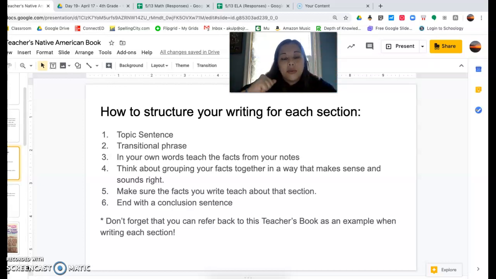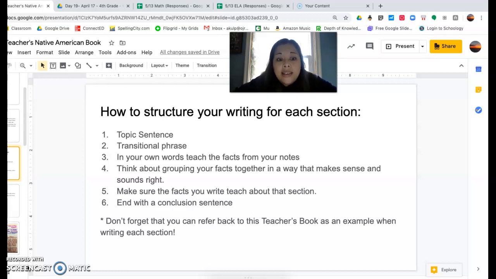So that's why it's important to make sure that as you take your notes and start to write them in that paragraph format for that section, not only did you start with your topic sentence and transitional word or phrase, but that when you start writing your facts, they're in your own words and they're grouped together in a way that makes sense and sounds right. They're organized well for your reader, so it's easier for them to learn and understand what you're teaching them, and your facts truly are relevant. In other words, they teach about that section, okay?